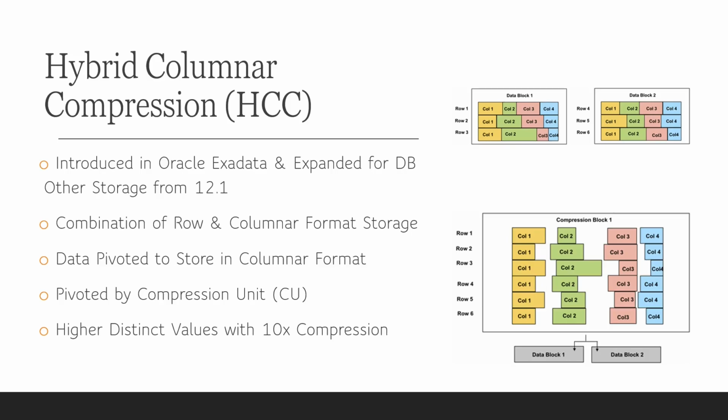The main feature of hybrid columnar compression is that it is a combination of row and columnar based storage systems. The data is pivoted to be stored in columnar format so that the duplicates are removed, and it is pivoted using a unit called a compression unit. Usually in the traditional row based storage system, we can achieve only 4x to 6x compression, whereas with hybrid columnar compression, we can achieve an average of 10x compression ratio.